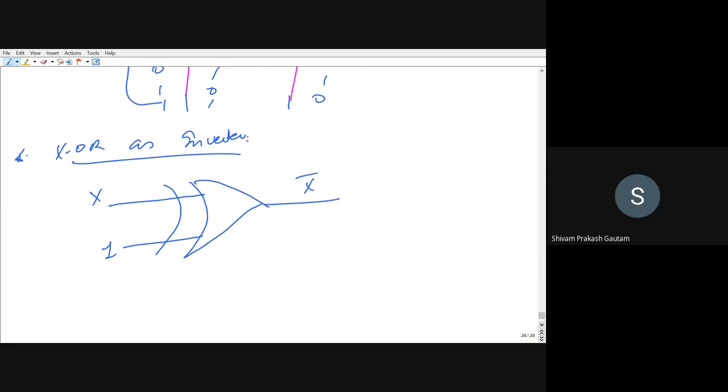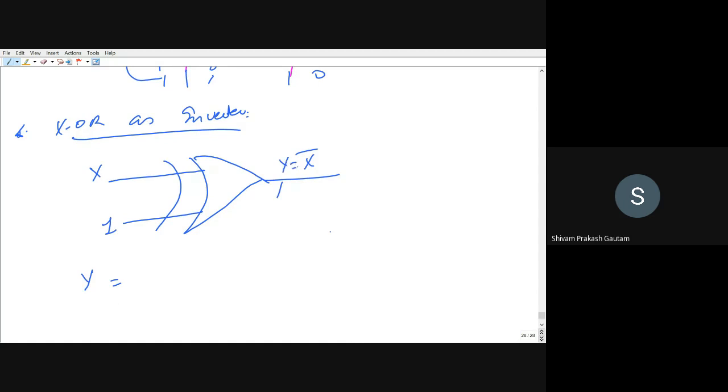If you want the proof, then we will just see. So here, let us suppose we are having the output Y. This is Y, right? And it will be X XOR with 1, because one input is X, another input is 1, right? And how you can expand this, that is X 1 complement plus X bar 1. Okay, so this is how you can represent it, because what is A XOR B? We have just seen A B bar plus A bar B. So this is what I have written here.